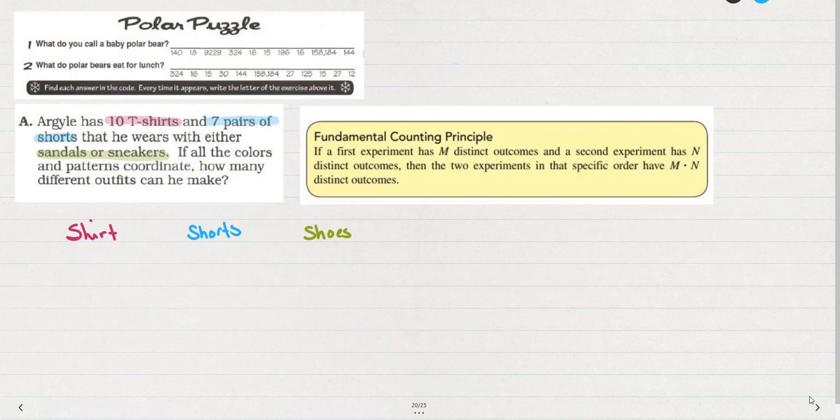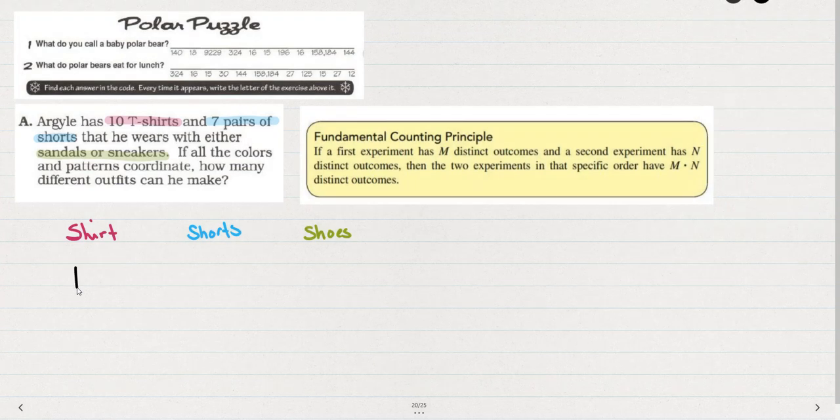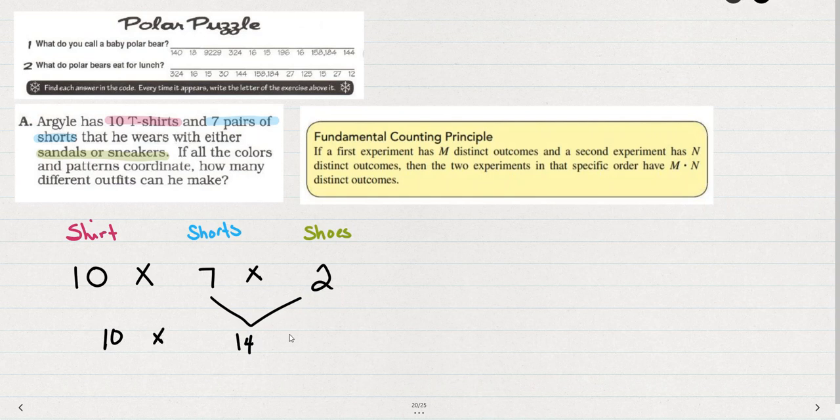Let's look at Argyle's outfit selection. He has 10 t-shirts, 7 pairs of shorts, and 2 pairs of shoes. So if I wanted to apply the fundamental counting principle, we'd multiply 10, the number of shirts, times 7, the number of shorts, times 2, the number of shoes. I'm going to do this one mentally also, by the way. Here's how. 7 times 2 is easily 14, right? And you can do 10 times 14 without a calculator, can't you? And that's going to give us our total number of different outfits.